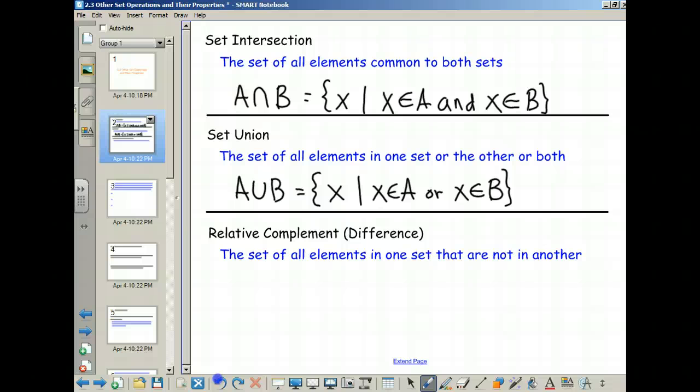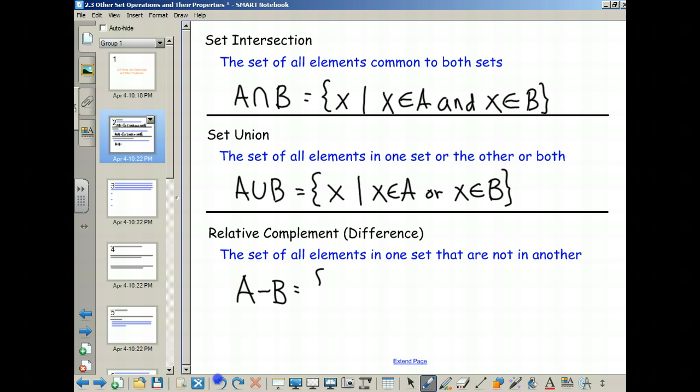Relative complement is the language your book uses. I put in parentheses difference here because some textbooks will use the phrase difference to describe what you're about to see. And in particular, if you've taken contemporary math, that's the language used. This is the set of elements in one set that are not in another set. So it looks like a subtraction. Okay, so that's why some of the books call it a difference.